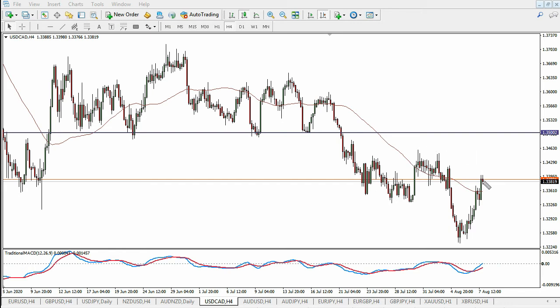So the next move of USD CAD is still an upside move. After a corrective structure, then price may go upward. So my profit targets are a little bit changed. So this is the first target.